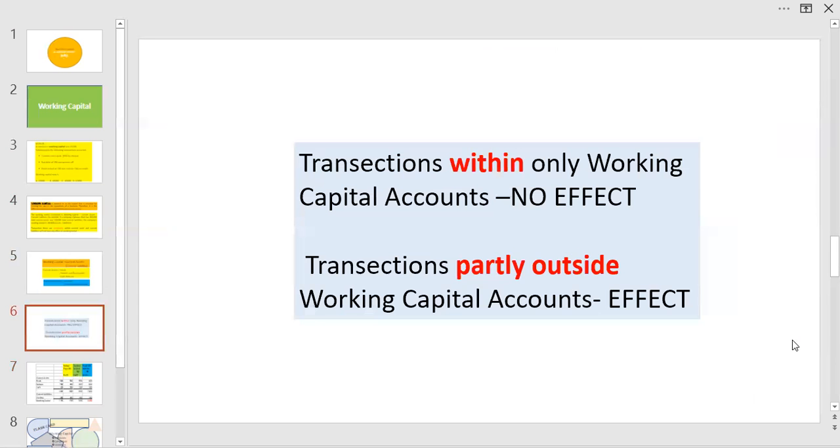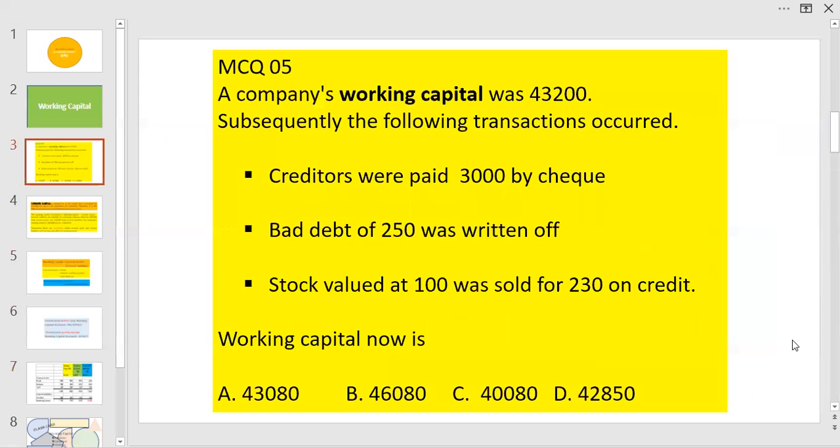Now let us go to the question. First example here: creditors were paid 3,000 by check. What are the effects of this transaction? Bank balance would have come down by 3,000. Asset is coming down by 3,000. Also the current liability, the creditors balance, is also coming down by 3,000. So that is also less. Therefore, there will be no effect.